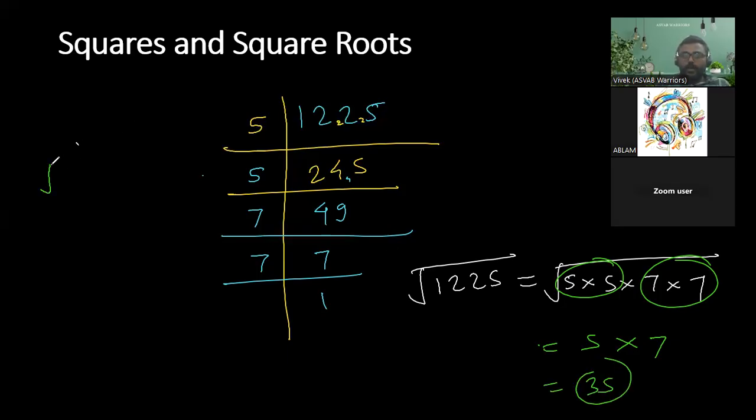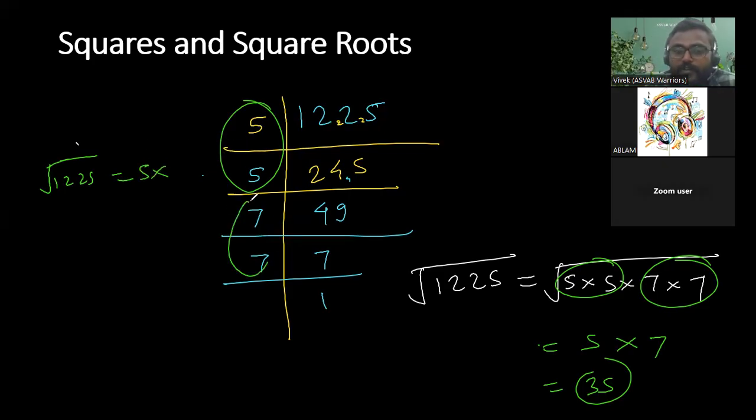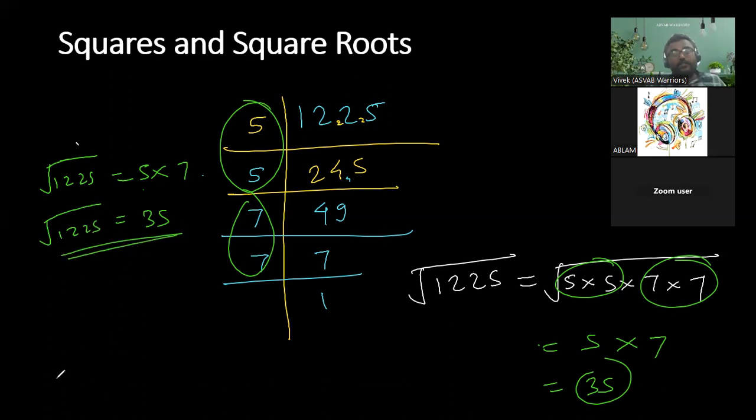So the square root of 1225 can be found by pairing two numbers at a time. 5 was there, you just take a single 5. 7 was there, take a single 7. So 5 times 7 is 35. So the square root of 1225 is nothing but 35.